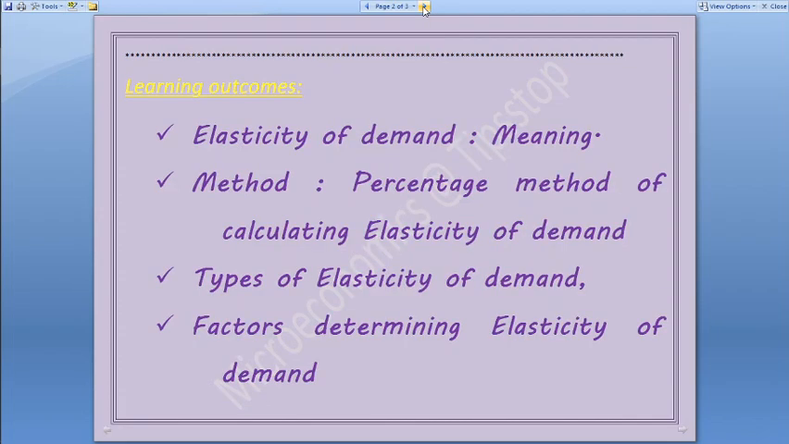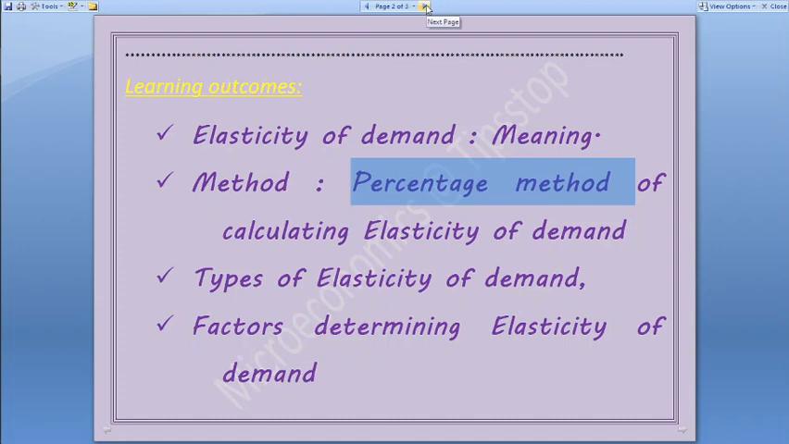In today's discussion, we'll talk about the meaning of elasticity of demand, and simultaneously, we'll learn about one of the methods to calculate elasticity of demand, that is the percentage method. There are two more methods that we'll deal with in due course of time. At the same time, we'll look at the types of elasticity of demand and the factors determining elasticity of demand.